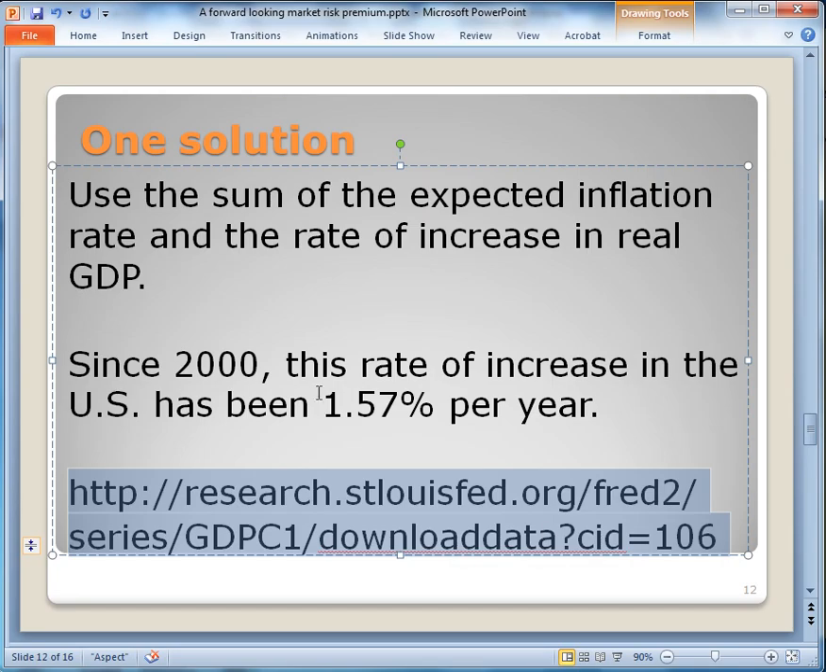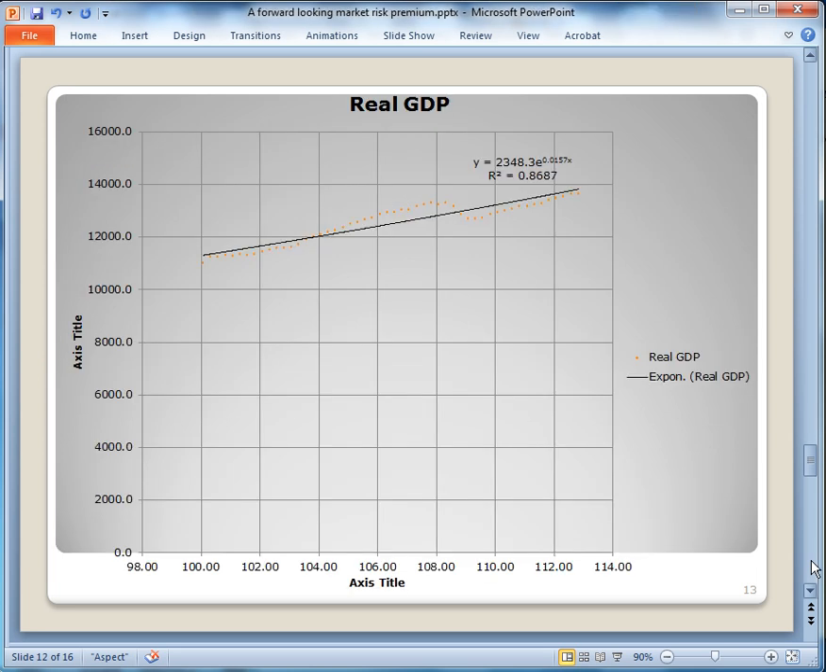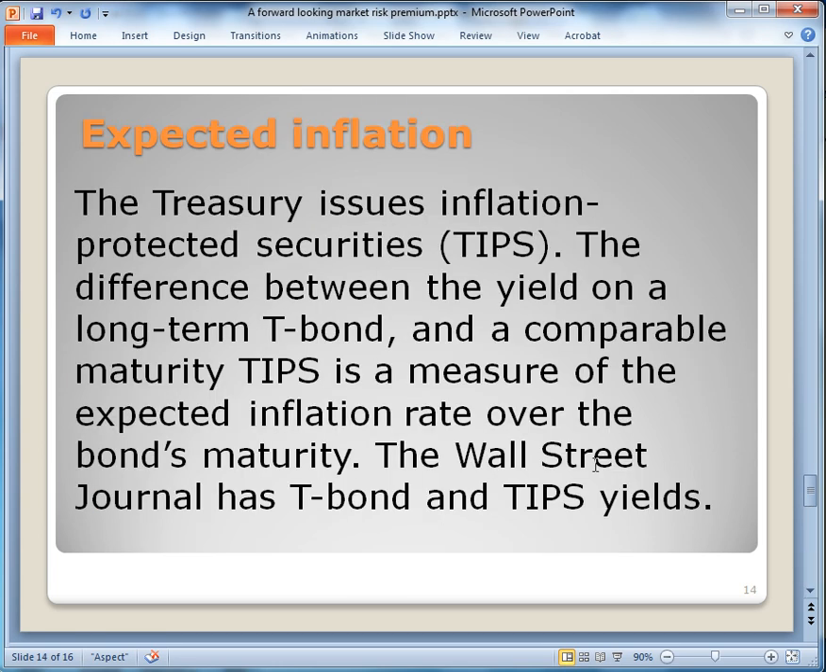So if we go back to that, 1.57% as our estimate of the growth rate for real GDP, and there's a picture, there's the graph that we just did, then we need one other thing. So we've got a real growth rate, and now we need a measure of expectation of inflation.